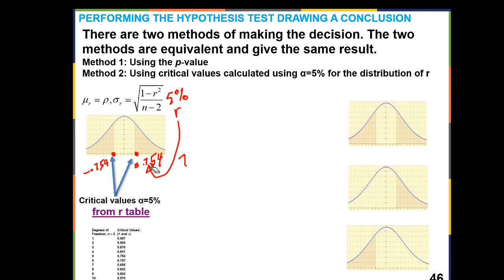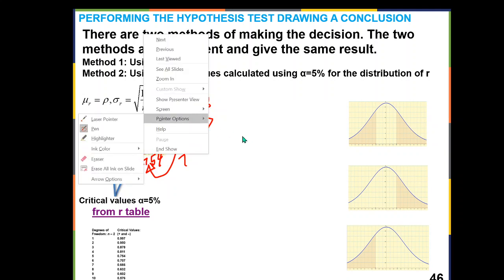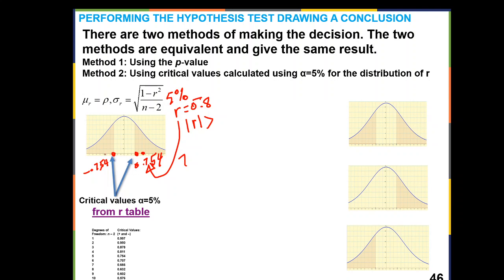Now, if the R that we have falls in the rejection region, we reject. How does it fall in the rejection region? The absolute value of it has to be greater than the R that we get from the table. Let's say R is 0.8, then the absolute value of 0.8 is 0.8 and it falls here. And if R is negative 0.8, then the absolute value is 0.8 and again it falls over here. You could also put negative 0.8 here and you see it falls in the rejection region.